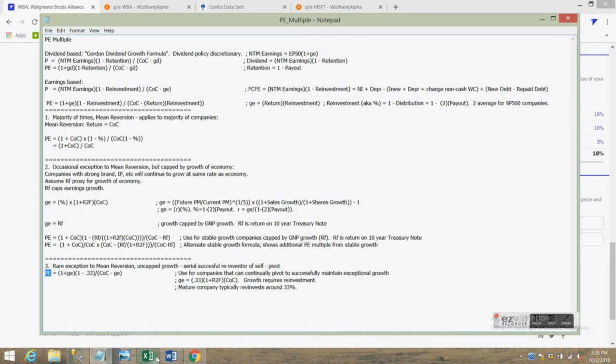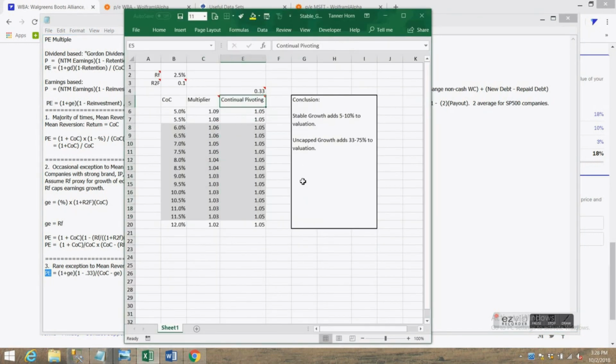Well, I'm going to take you back to the spreadsheet for a second and talk about this concept of continually pivoting, the few companies that can do it. If you assume a reinvestment rate of 33%, then I'm going to go up here and assume that the additional growth the company can maintain is 0.8 greater than their cost of capital. By doing that, you see here that the multiplier you end up with to the current PE is 0.65.